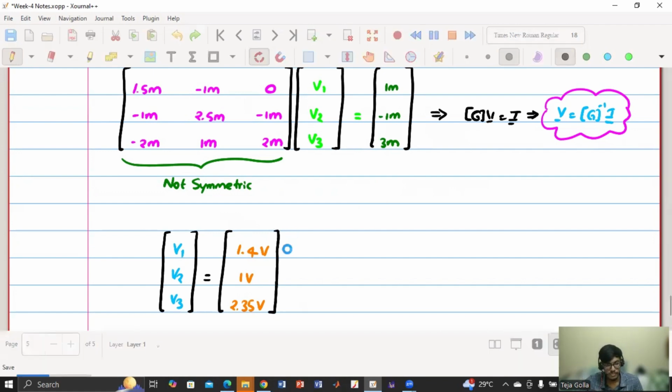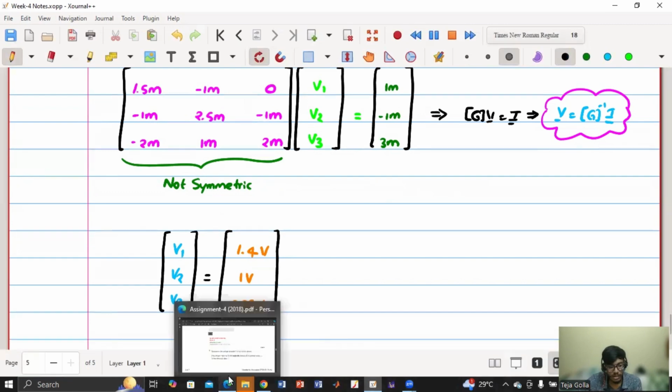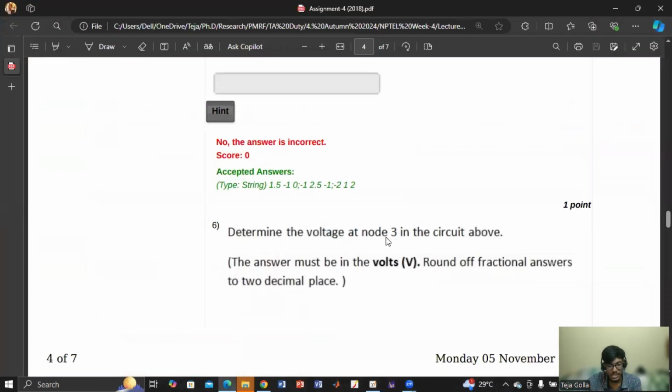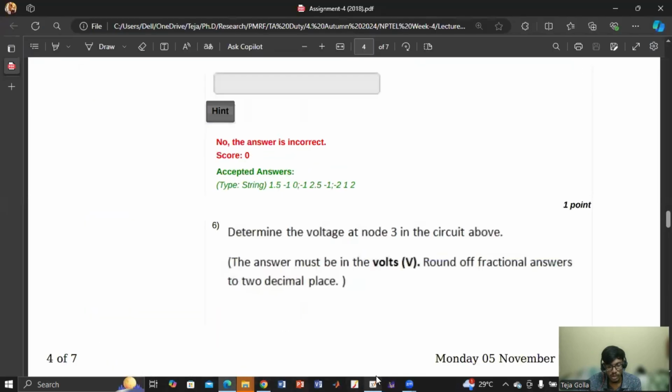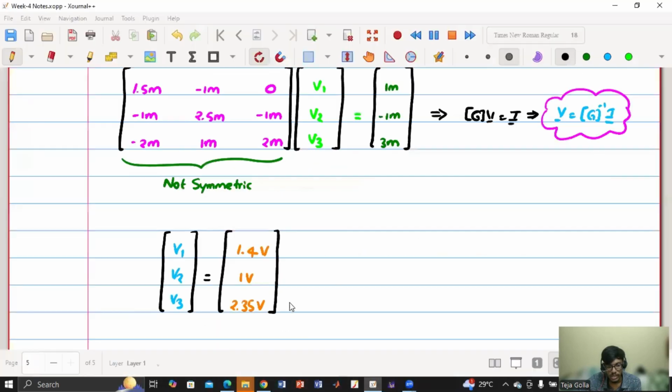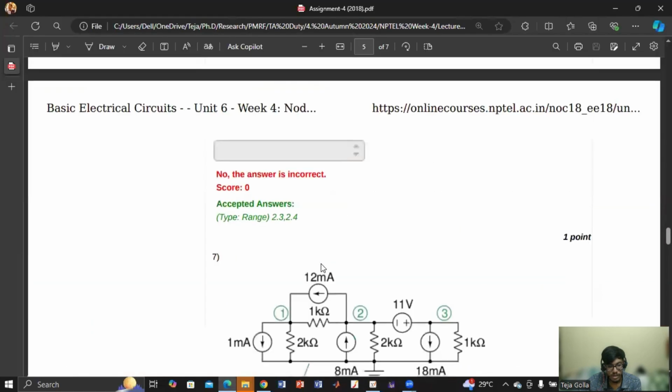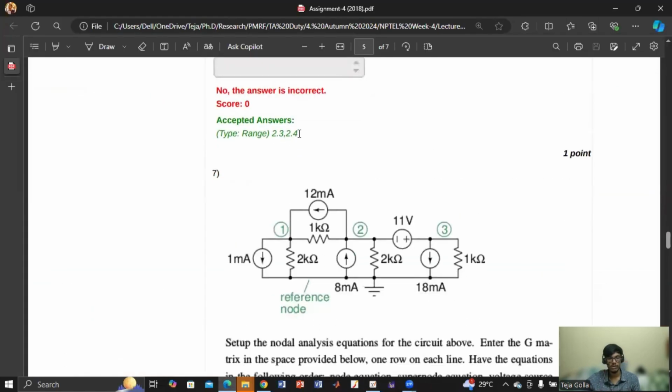So now let us see what they have asked and how much we are getting. What is the voltage at node 3? So we are getting voltage at node 3 as 2.35. So it is in between 2.3 and 2.4. So it is perfectly matching with whatever we have obtained.